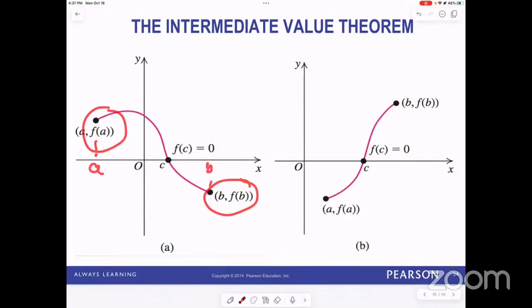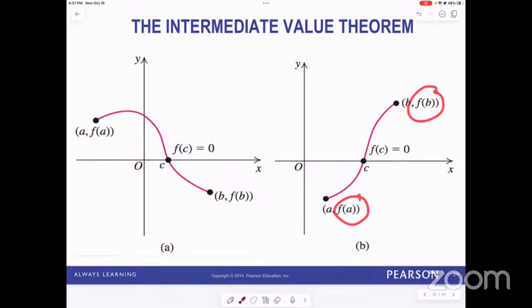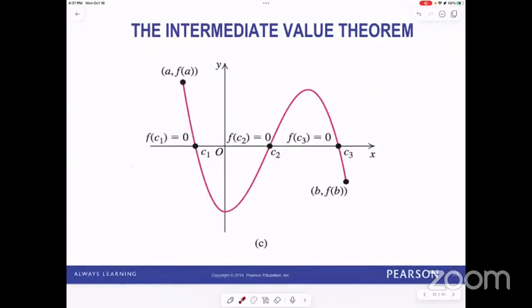So there's a C between A and B such that f of C equals 0. Same thing here. f of A is negative, f of B is positive. There's a C between A and B. Here's A, here's B. So there has to be a C between A and B such that f of C equals 0. And then this is saying that we're guaranteed at least 1 zero. Working a polynomial, f of A is positive, f of B is negative. We have at least one. Now in this case we had 3, but we have at least 1 zero between those guys.